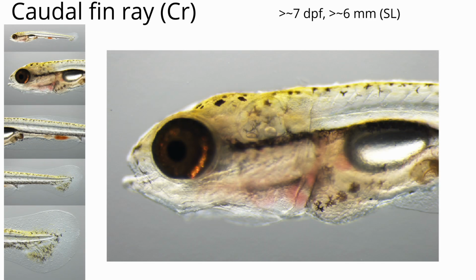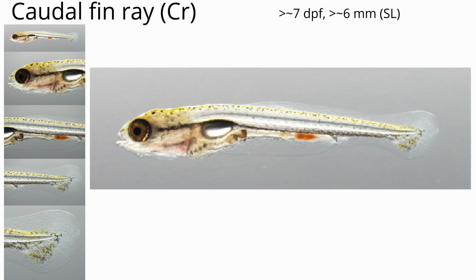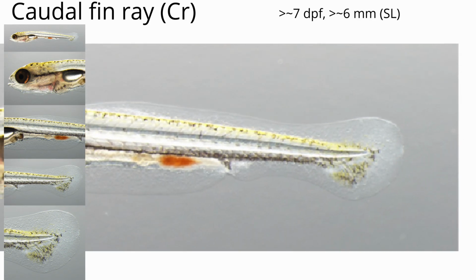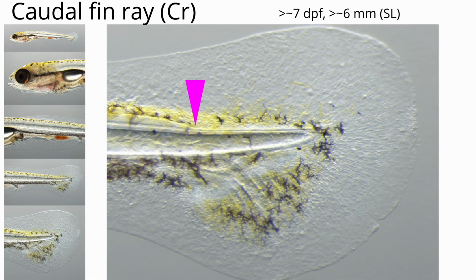Caudal fin ray stage. After a day or two from the previous stage, it will be called the caudal fin ray stage. This is a stage where the fin rays of the caudal fin appear. 7 days after fertilization, body length is around 6 mm. The notochord at the base of this caudal fin is slightly bent.